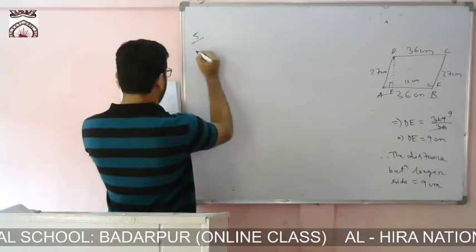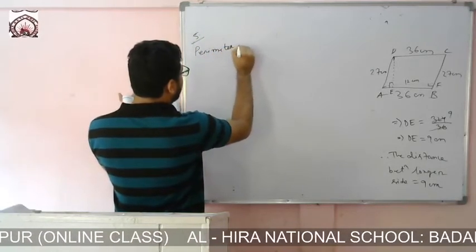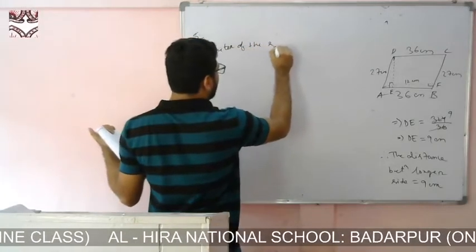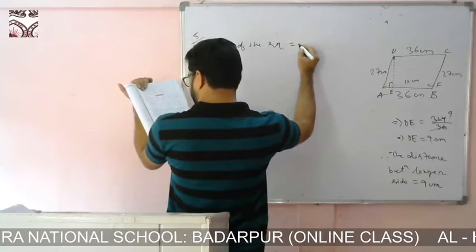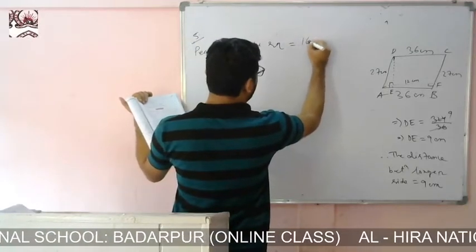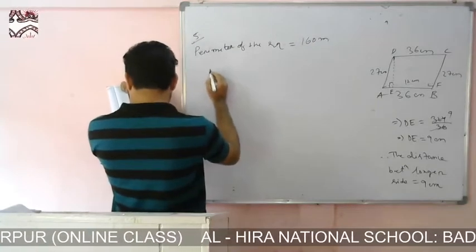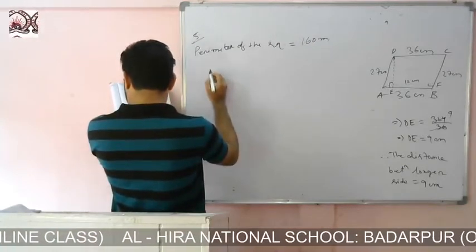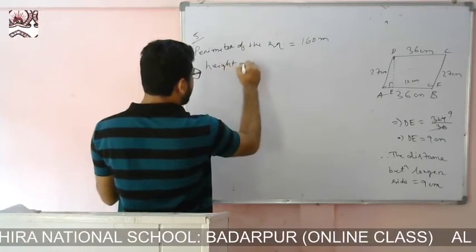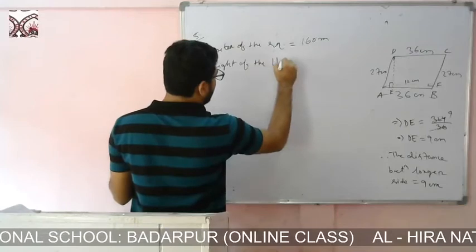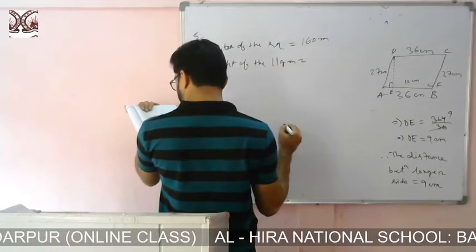Perimeter of the square equals what? 160 meter. Perimeter of the square is 160 meter. And height of the parallelogram equals what? 20 meter.